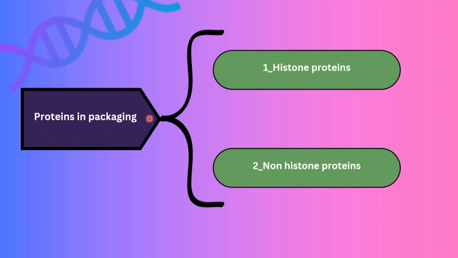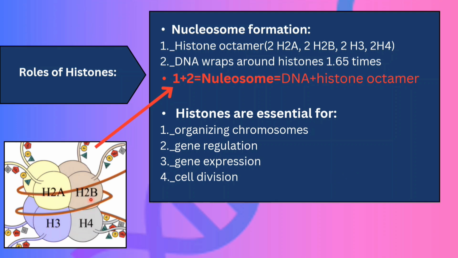There are two main types, histones and non-histones. Histones. Think of histones as spools. DNA wraps around these spools, forming structures called nucleosomes. Non-histones. Non-histone proteins help to further compact the DNA. Histones play a crucial role in DNA packaging by providing a structural framework for the long DNA molecules to be tightly coiled and organized within the cell nucleus.